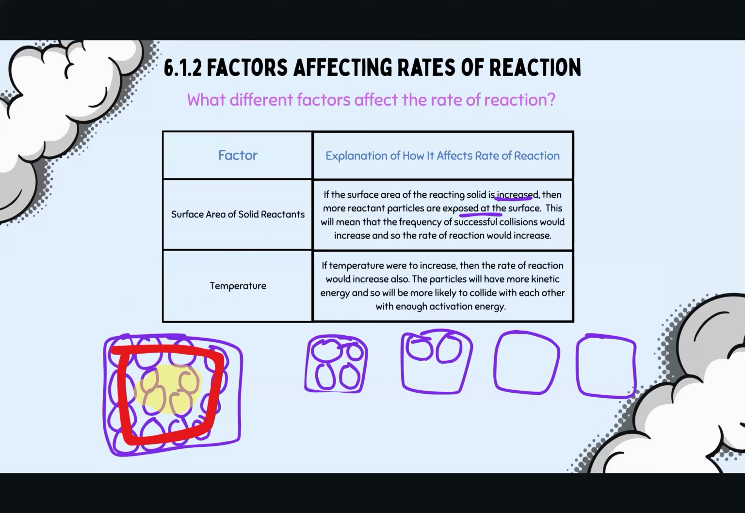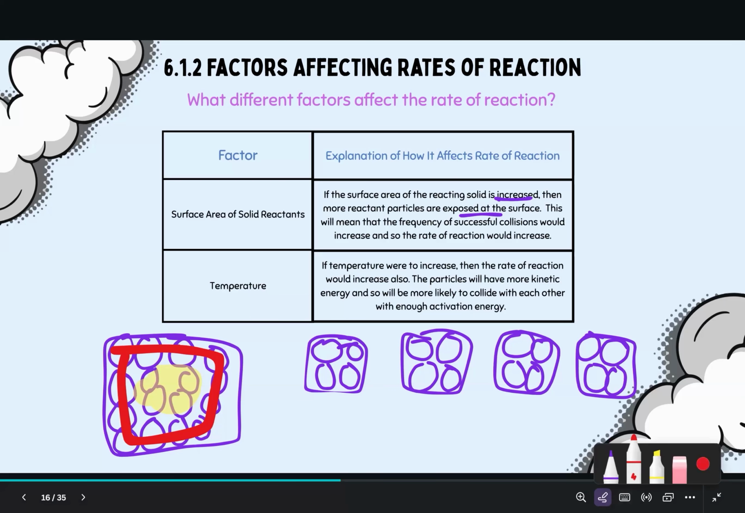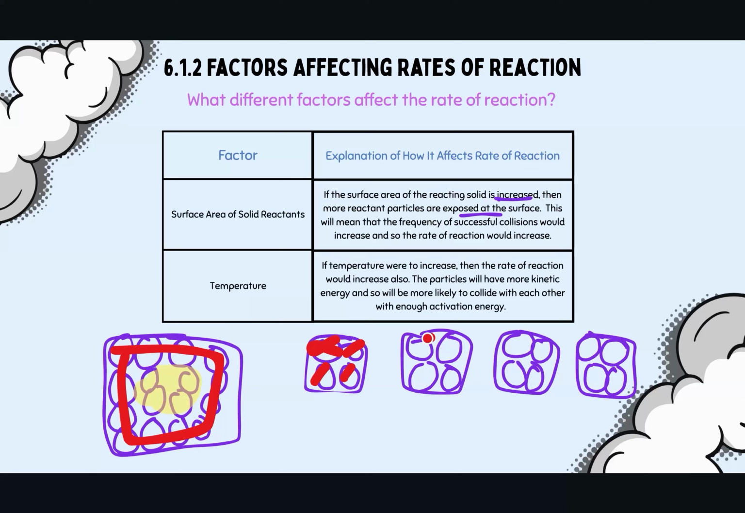So we had 16 atoms in that one, and the 4 atoms in the middle were not available to react until the ones on the outside reacted. But now I've broken this up into 4 atoms each. Now, every single one can react. So when we say increase the surface area, it means we're breaking it into smaller pieces. We're making more of it available to react.